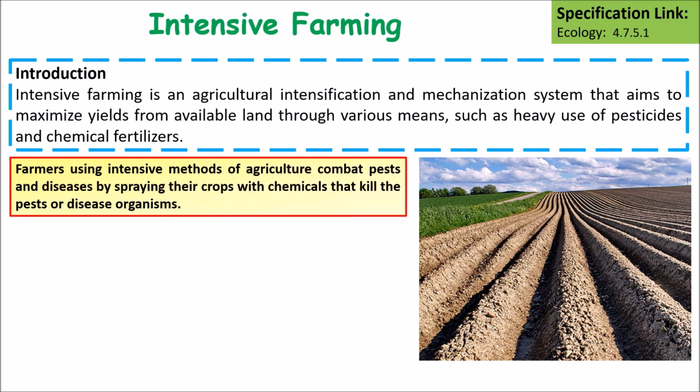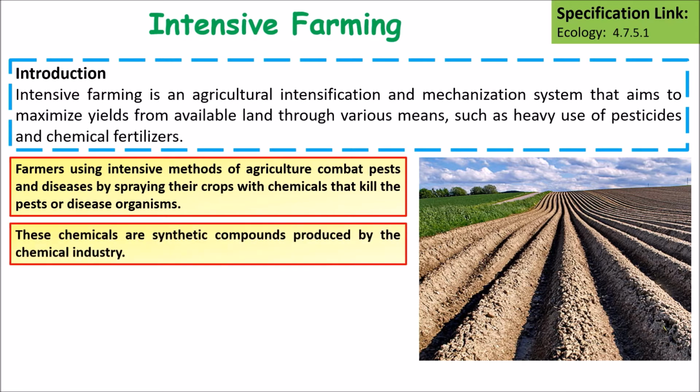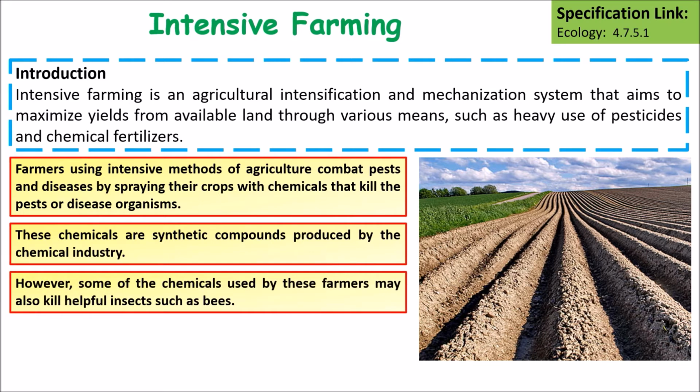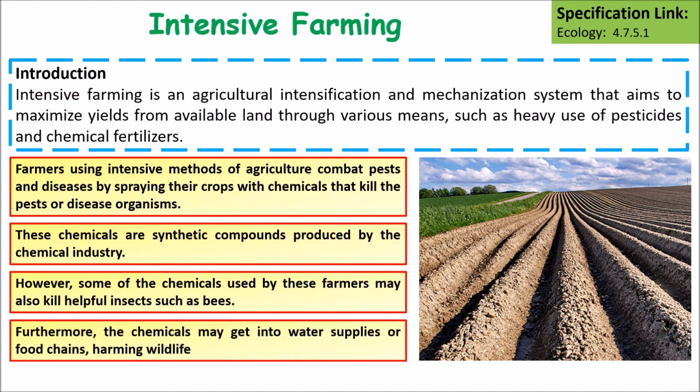So farmers using intensive methods of agriculture combat pests and disease by spraying their crops with chemicals that kill them. These chemicals are synthetic compounds that are produced by the chemical industry. However, some of the chemicals used by these farmers may also kill helpful insects such as bees. And furthermore, the chemicals may get into water supplies or food chains, harming the wildlife.